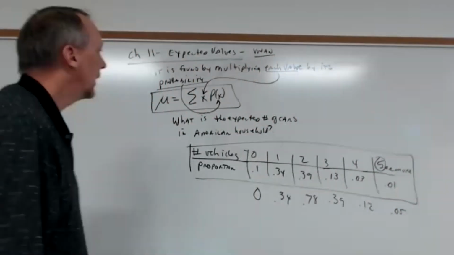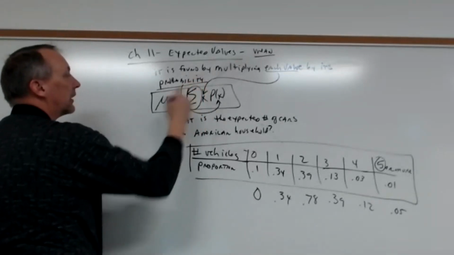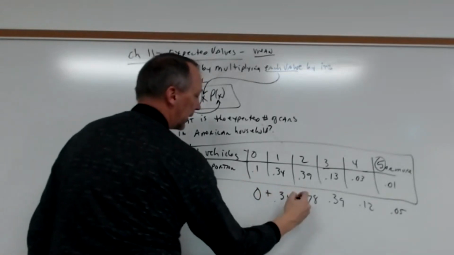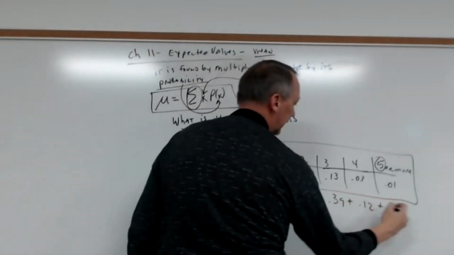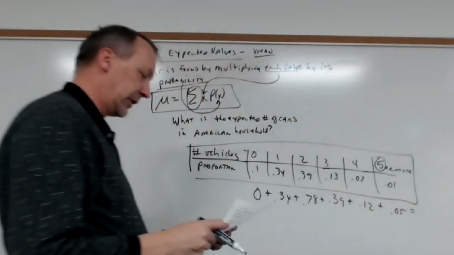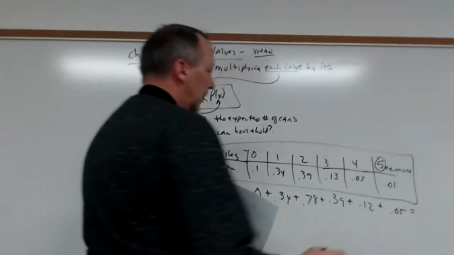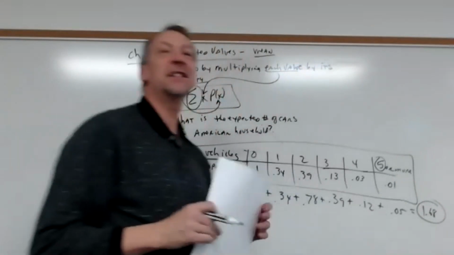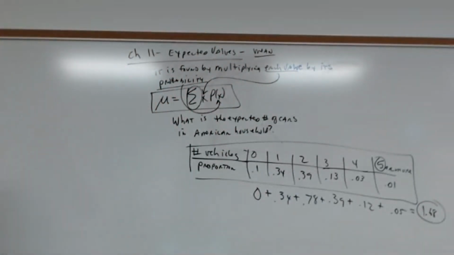Now, what does this mean? Add them up. I'm going to add all those numbers together, and that equals a grand total of 1.68. Does that seem pretty reasonable to you? The average American household has 1.68 cars. Well, there's not really half cars, maybe 2 cars.